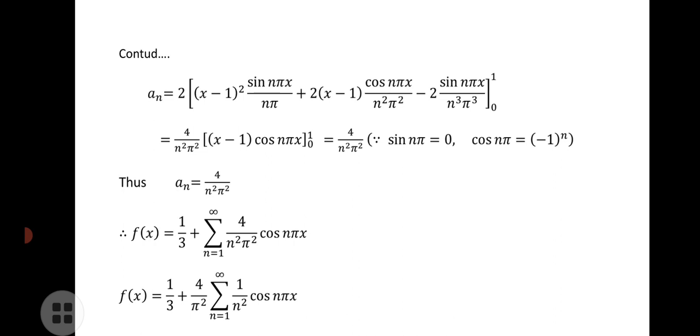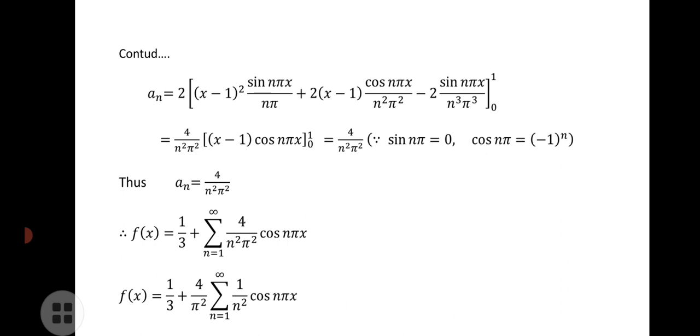Substituting the terms, the first term is going to be 0, and the second term, 2 is taken outside, that is 4 divided by n square pi square into x minus 1 cos n pi x, which is running from 0 to 1, and the third term is also tending to 0 because sin n pi is 0.